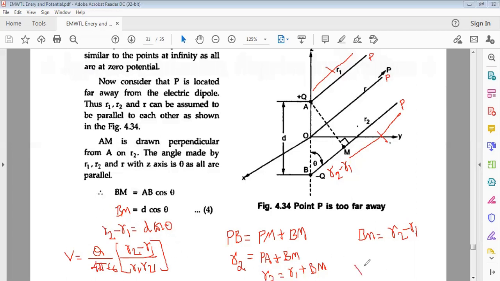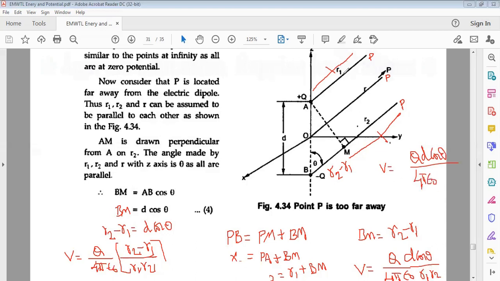So the potential V is equal to Q by 4 pi epsilon naught. Substitute R2 minus R1 as d cos theta, and the denominator is R1 and R2. So approximately we can say V is equal to Q d cos theta by 4 pi epsilon naught.